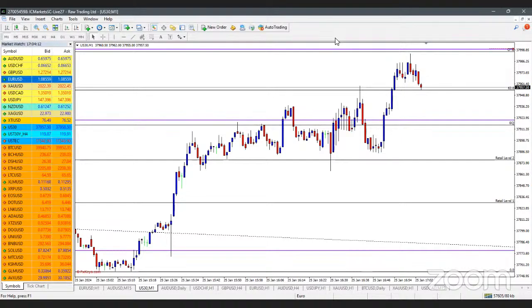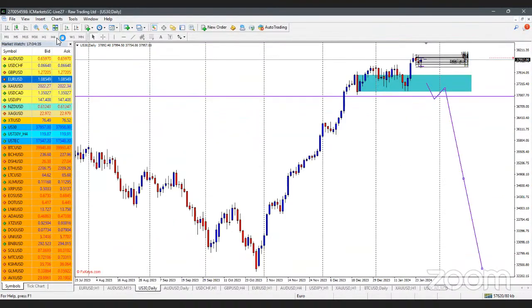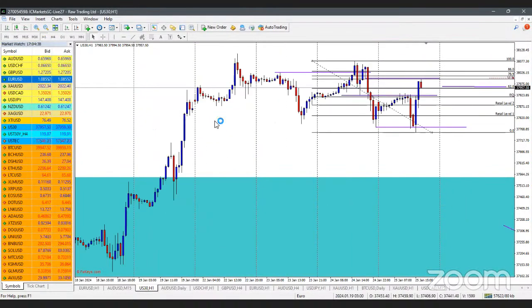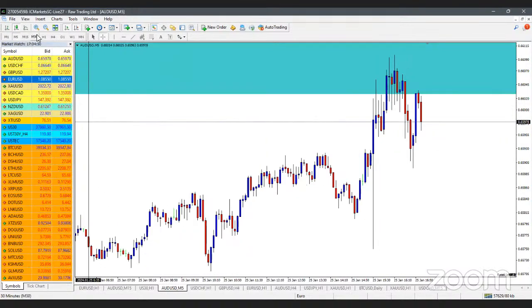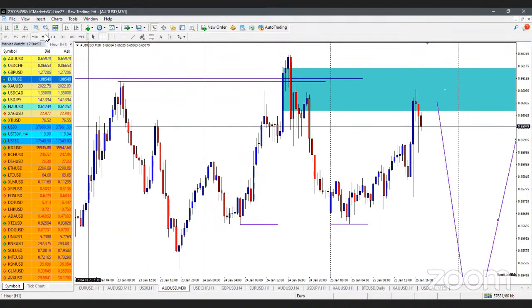All right, so that's the US 30 setup that I have. I do think the US 30 is definitely going to do that short, but I want it to fill the fair value gap, in my opinion. It's the way to go. All right. With AUD/USD, I expect it to go short. It's already moving short right now. So if you want to get that, you can.